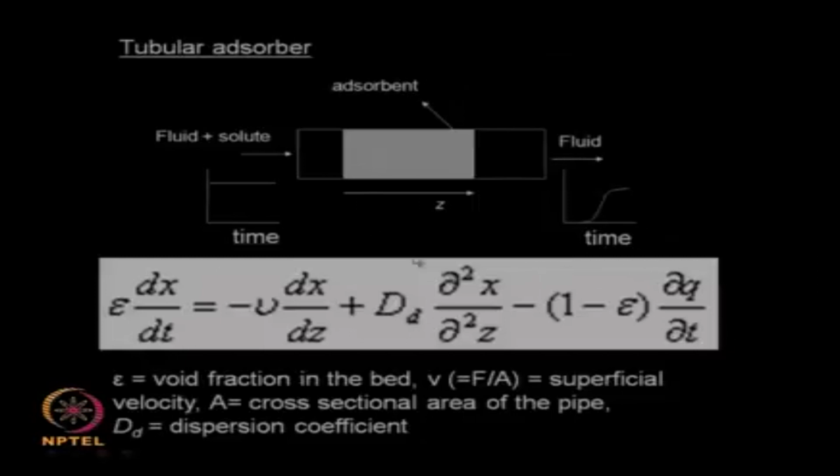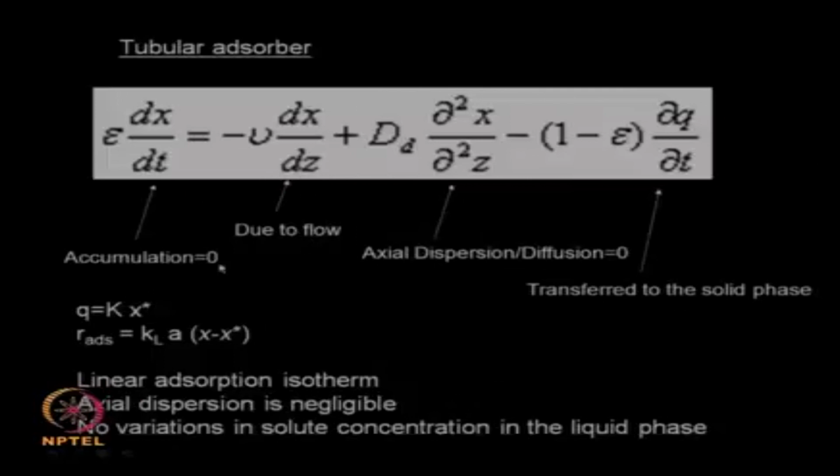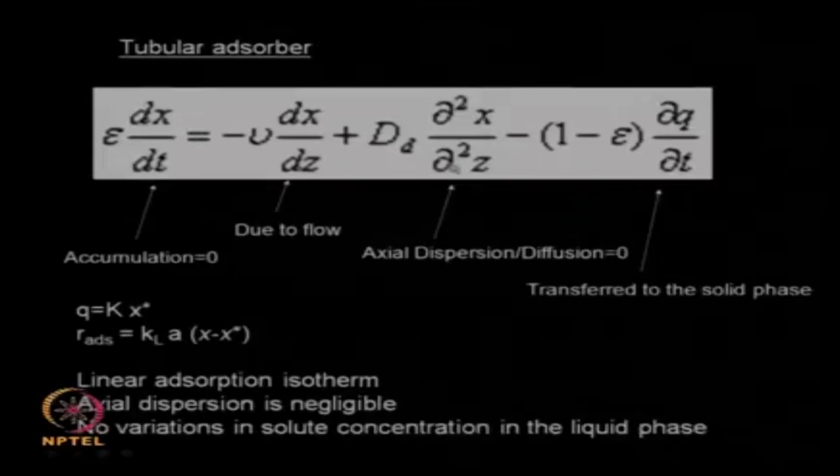Okay, we can try to simplify this equation by assuming certain things. Suppose we assume accumulation is 0, that means the accumulation of the solute in the liquid phase is 0 because the amount of liquid present in the voids itself is 0, amount of solute present in the voids is 0, then we can neglect this portion. If we assume that the diffusion or the dispersion is very little, we can neglect this term, right. So we can easily neglect these two terms.